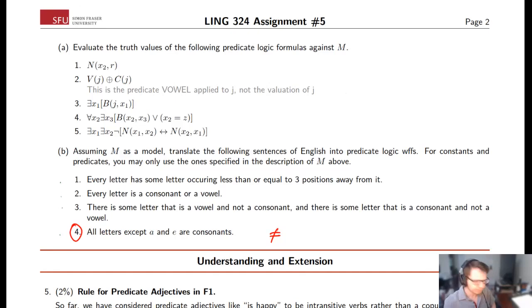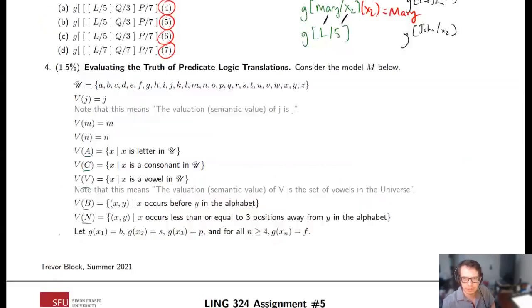For question 4, before 4a and 4b is just information. So all this stuff is just information. So we're saying that the letter M is just M, the letter N is just N, and then A means that X is a letter in U. C means that X is a consonant in U. So these are just defining the predicates.